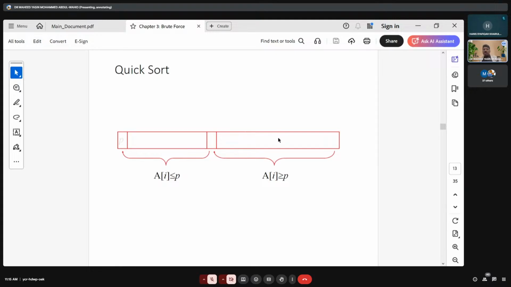They do not necessarily need to be ordered. But all the values on the right side will be greater than the pivot, and all the values on the left side will be less than the pivot. This is the pivot, this is quick sort. Okay.